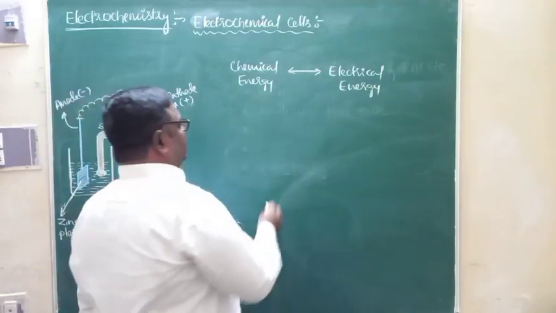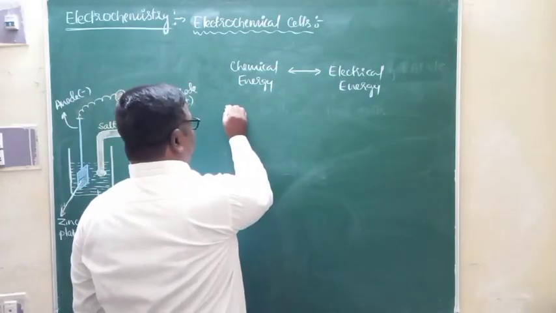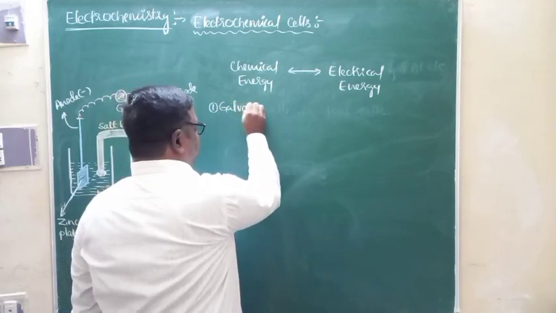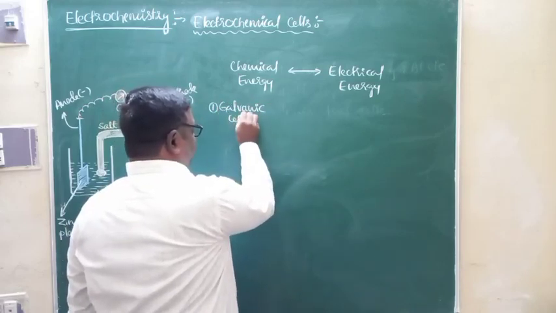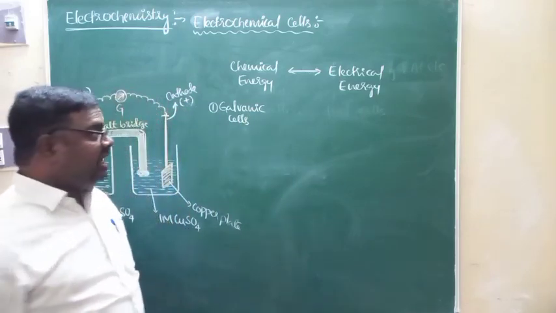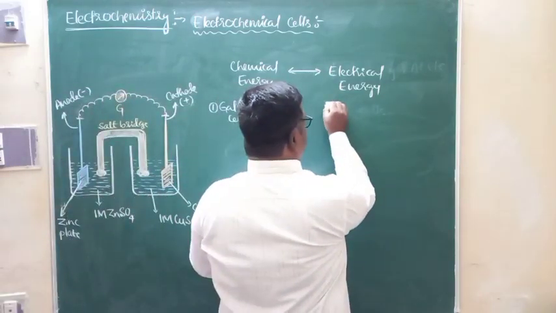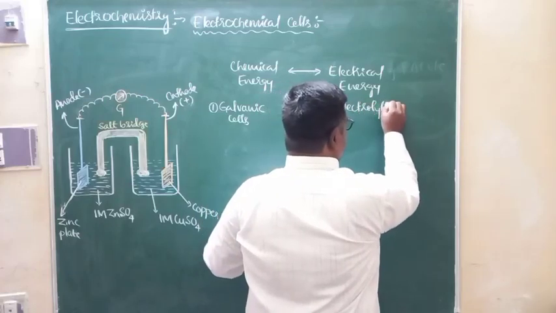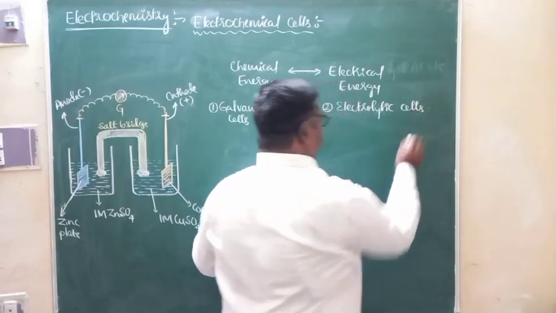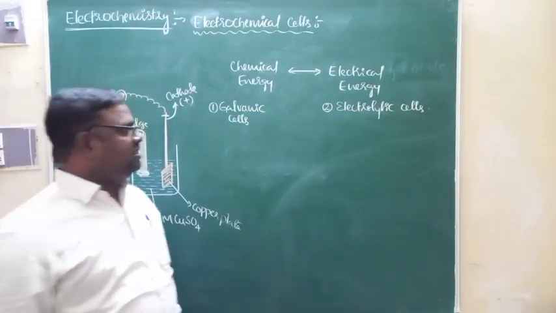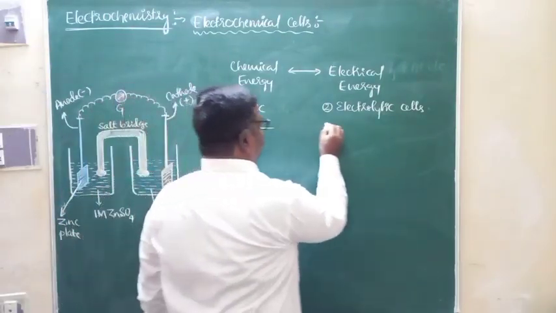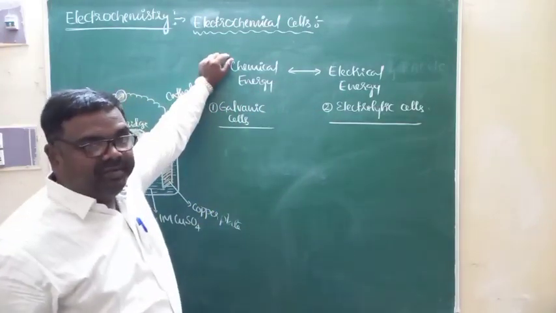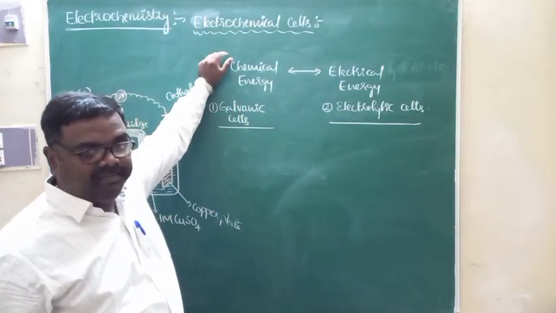These electrochemical cells are of two types. One is galvanic cells, and the second is electrolytic cells. These are the two types of electrochemical cells that I can make use of in order to bring about interconversion of chemical energy and electrical energy.